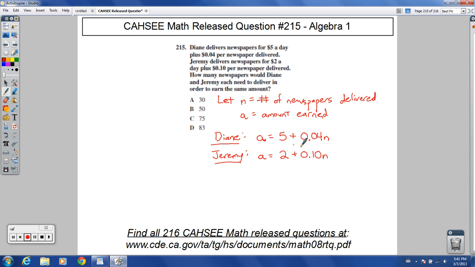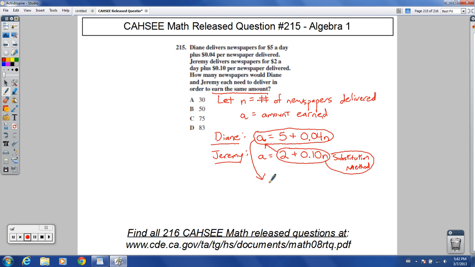And so when are their amounts going to be the same? Since A and A are both the same things here, we can just take this and plug it in for A right there. So we're saying when are their amounts the same in order to earn the same amount. Let's underline that part here. If A was the same, this would be the case. So we're going to use the substitution method one more time here. This is kind of merging together right there.